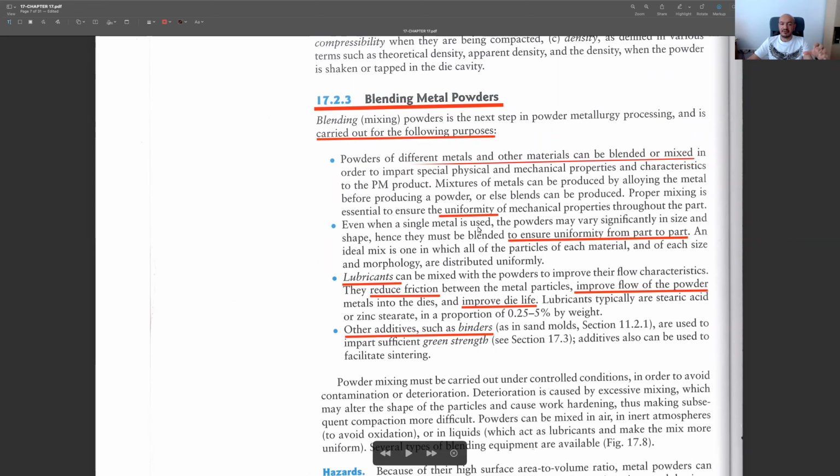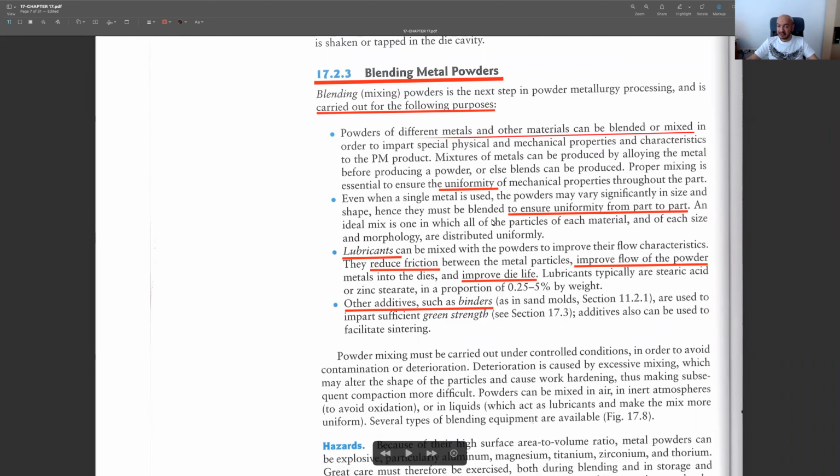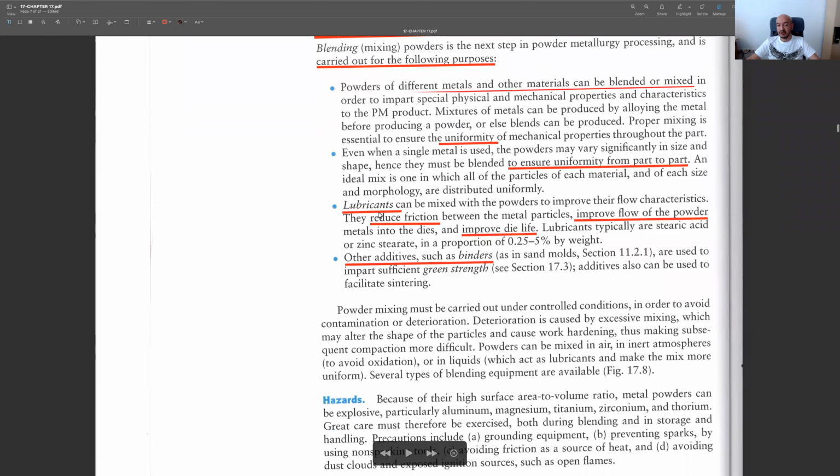So if you don't mix them, then in one part of your chamber, you may have, let's say, iron. In the other part, you may have copper. But if you do blending, that will be a nice approach, since you have a uniform mixture, and that will be the desired thing, since in the resulting part, we don't want to have different properties in different parts of the object. We want to have uniform properties, so this is only possible with the uniform mixture of these powders along with some lubricants and some additives.